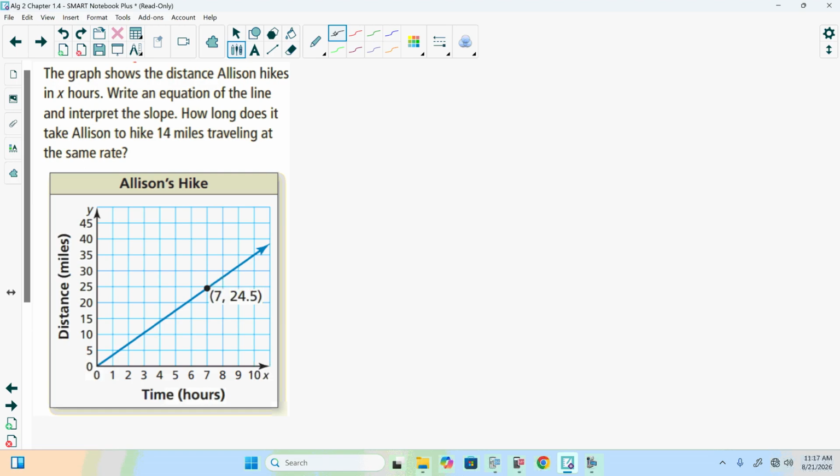See where we're at. So, this will be the last one we do today. We will finish this note sheet on Monday. The graph shows the distance Alice hikes in x hours. Write an equation of a line, interpret the slope, and we want to see how long it takes her to hike 14 miles.